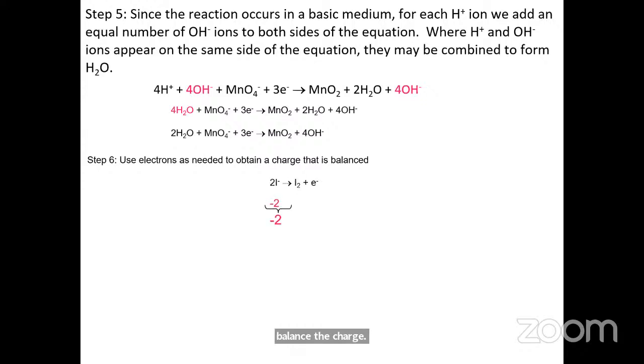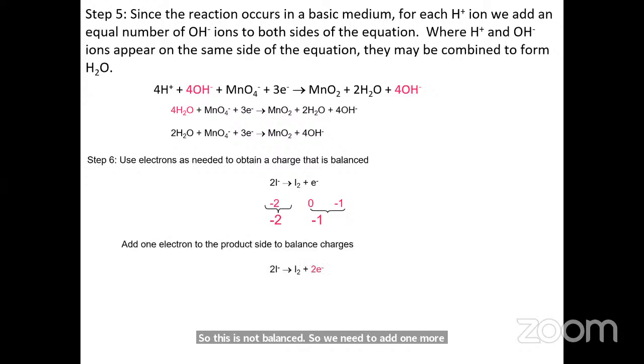So here we have 2 iodide, that is -1 times 2, -2. And then on the right-hand side, iodine is 0, 1 electron is -1. So this is not balanced. So we need to add 1 more electron on the right-hand side to balance the charges. So it now gives us 2 iodide ion plus iodine plus 2 electrons. Now the charge is balanced.